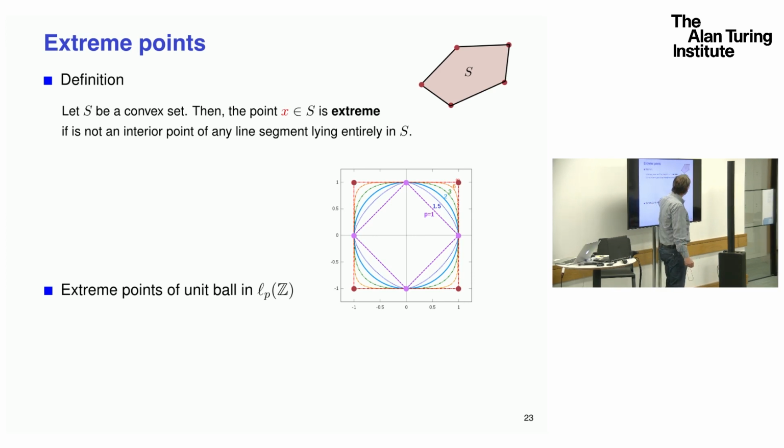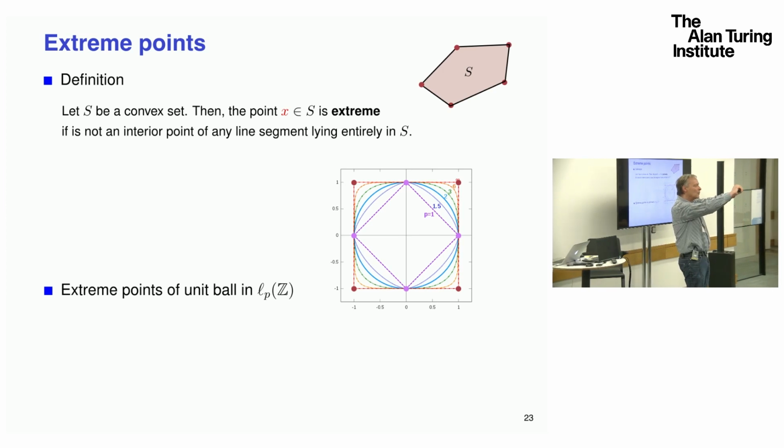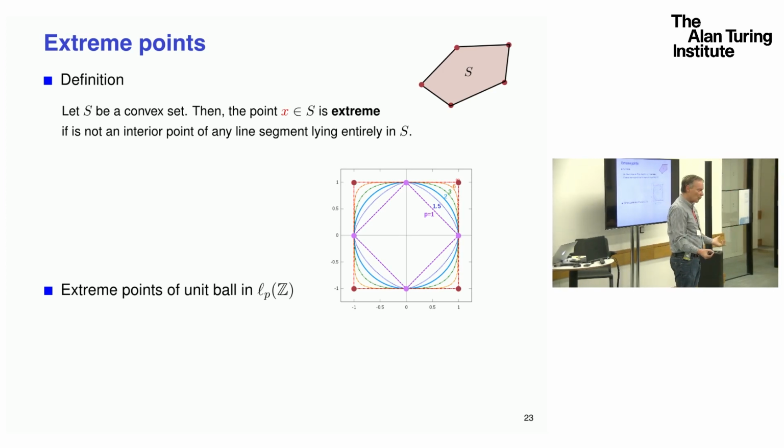So now here you have the unit balls of different Lp norms. The Lp norms are actually not so interesting in terms of extreme points, because every point on the boundary is an extreme point. So this theorem of the French guy tells us nothing, because any point here is an extreme point.